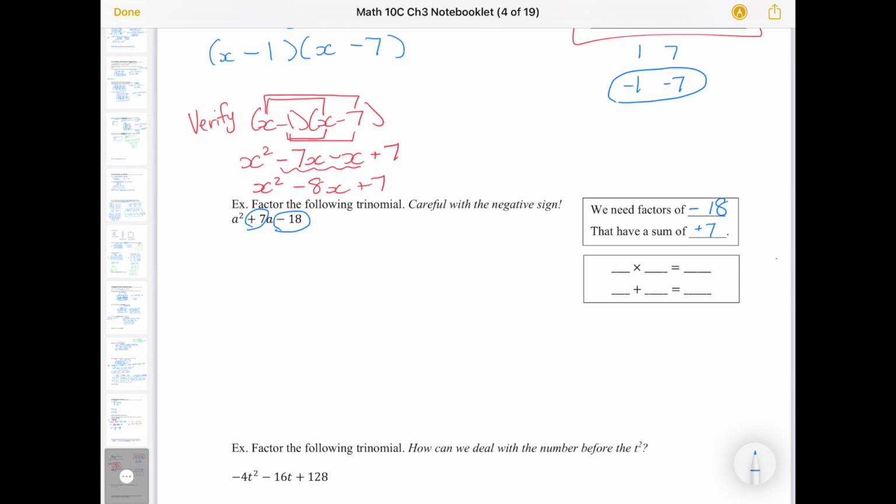So when I have a negative c value, I know that I'm going to have x plus something times x minus something. Because the only way that I'm going to get a negative number when I multiply is if my signs are different, if I have a positive times a negative. So I know I am going to have one of them positive and one of them negative. Okay, so I need to have a sum of +7.